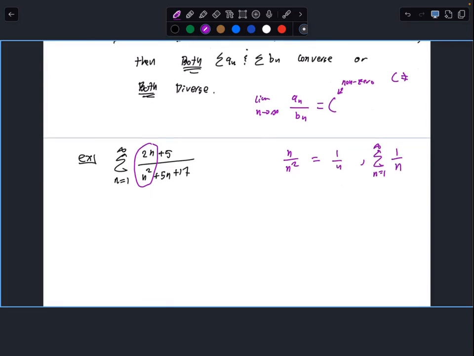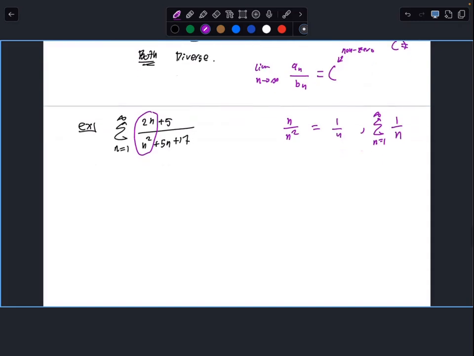That's the biggest question: how do I know which series to pick? Again, 9 times out of 10, it's going to be a p-series like this. Not always. Well, this is a p-series where p equals 1, so it diverges by the p-series test. I must state this information.